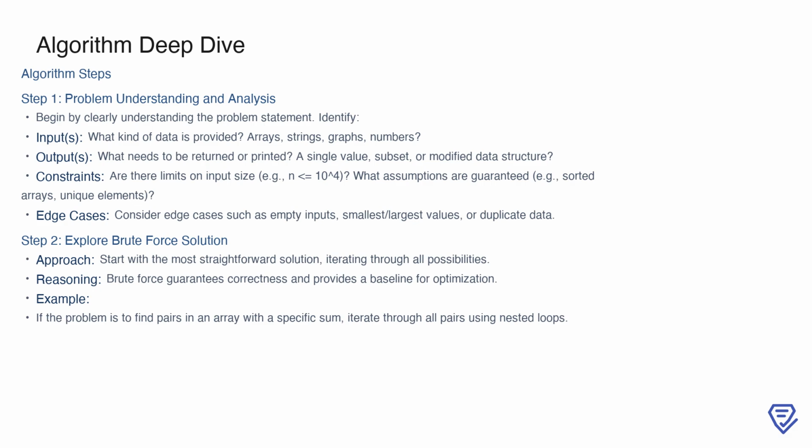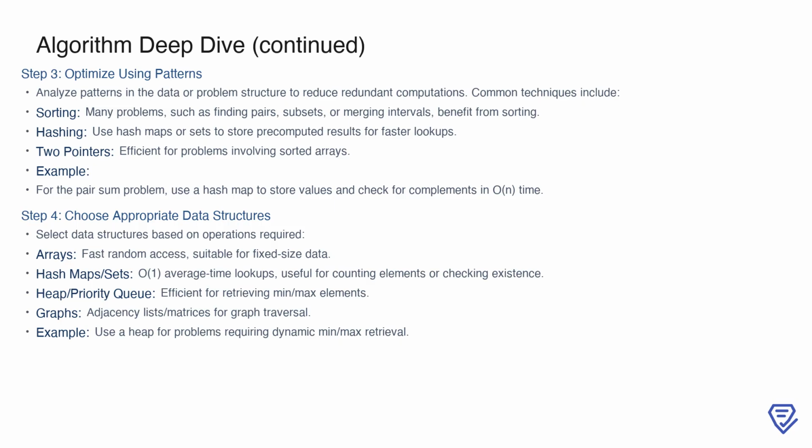While this may not be efficient, it's a reliable starting point. Now that you have a brute force solution, the next step is to optimize by looking for patterns in the problem or the data. For instance, sorting is a common technique that simplifies many problems, such as finding pairs, subsets, or merging intervals. Hashing is another powerful tool. Using hash maps or sets can drastically reduce computation time by enabling faster lookups.